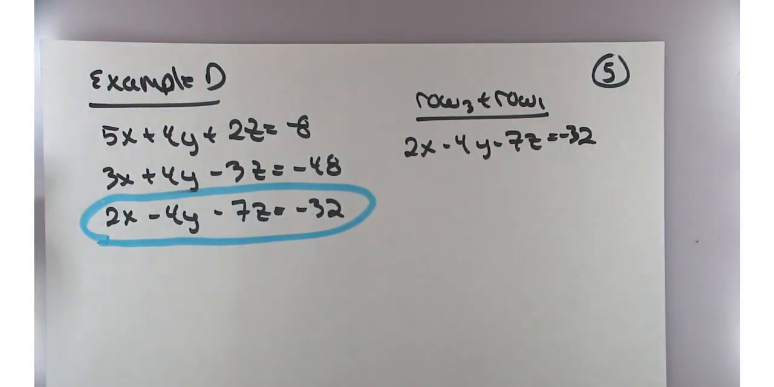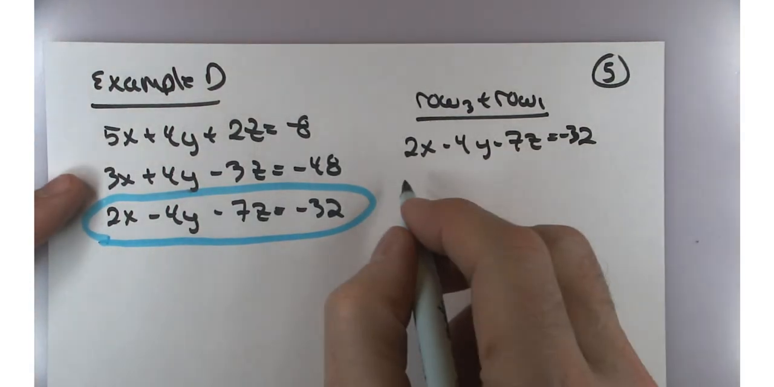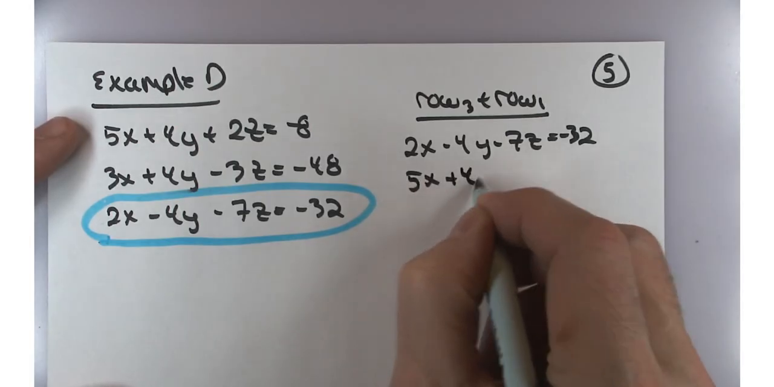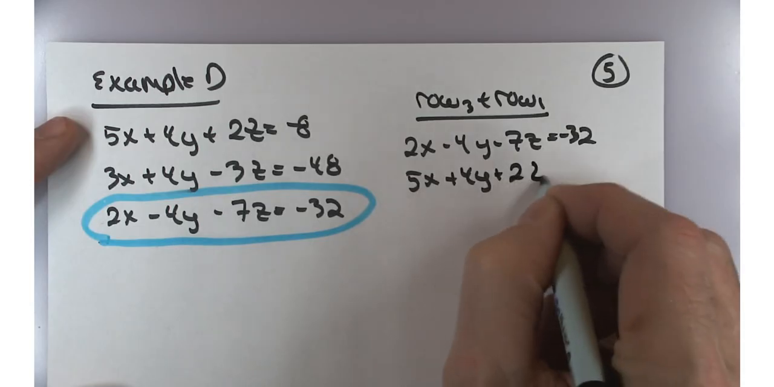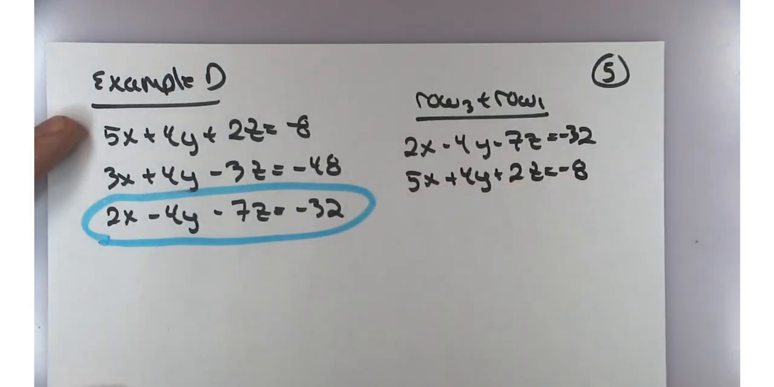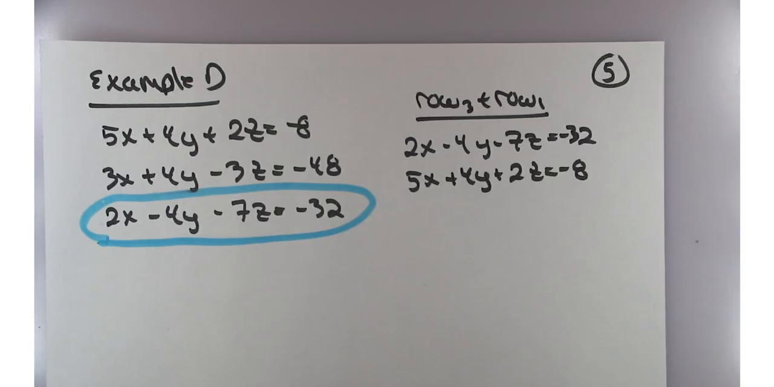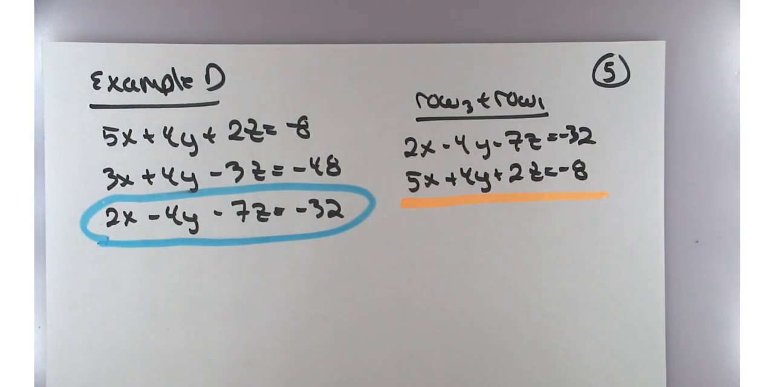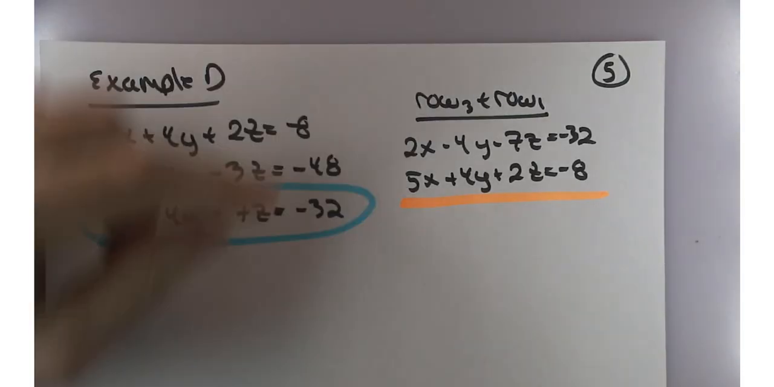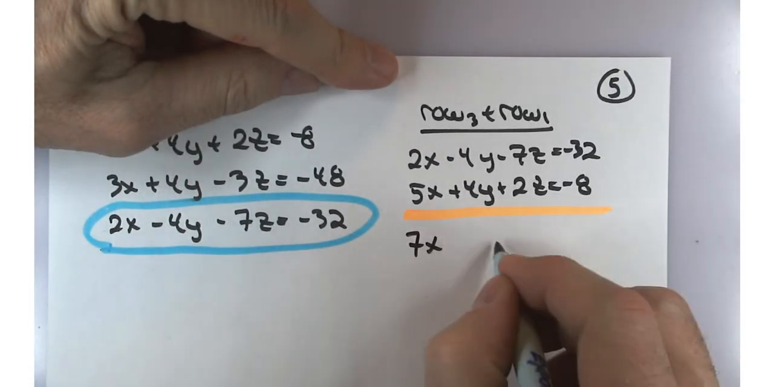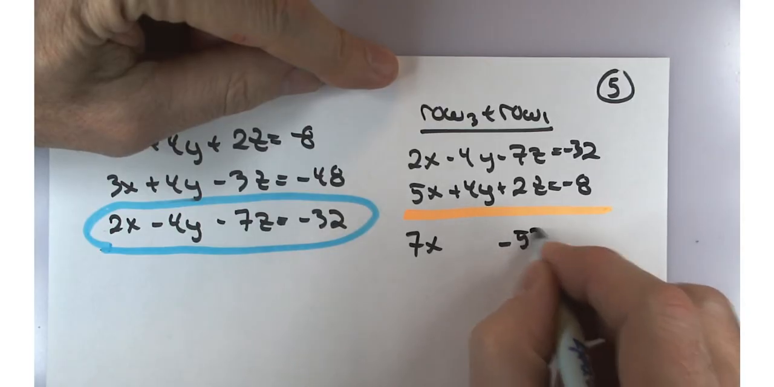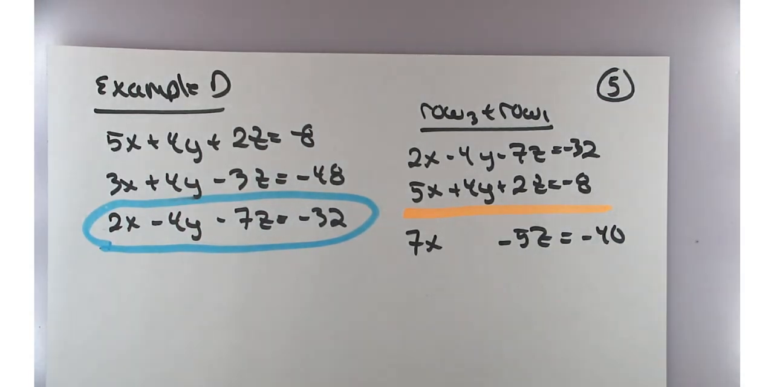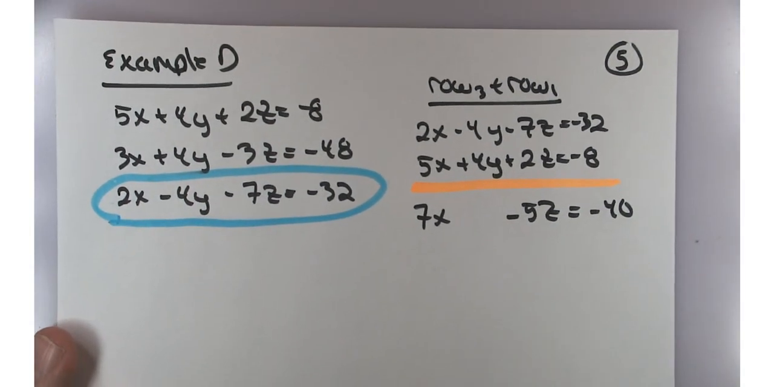So 2x minus 4y minus 7z equals negative 32, added to row 1, which is 5x plus 4y plus 2z equals negative 8. So let's add that together. And we get 7x minus 5z equals negative 40. Okay. Leave that one alone for just a minute.